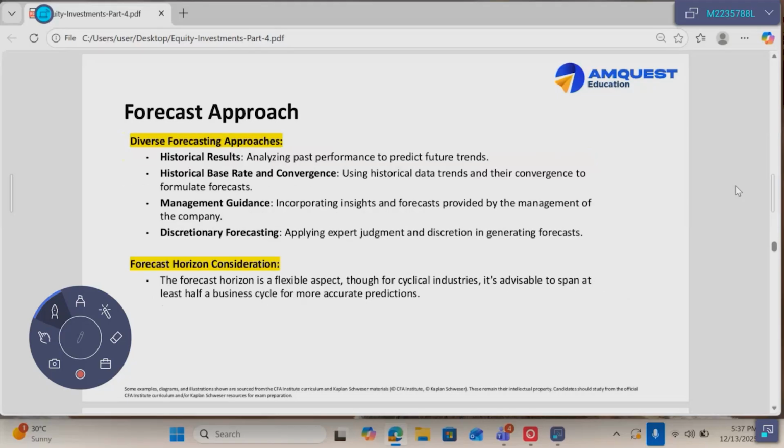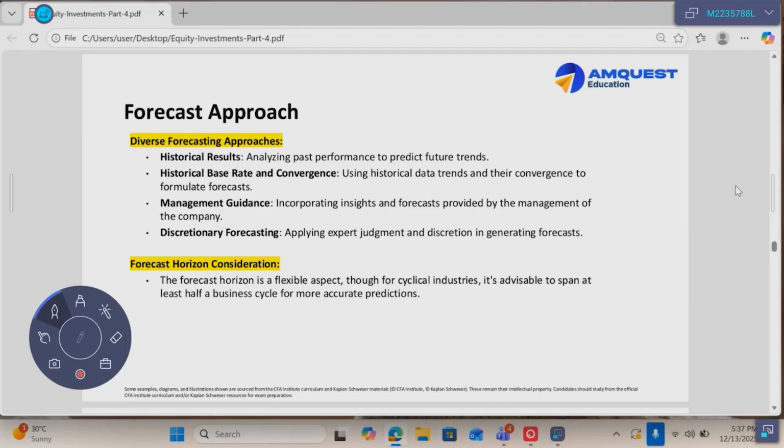Then we have different kinds of forecasting approaches. We can do it from historical trend. We can take the last 10 years of data and find out the average increase in sales, and forecast it for the next 5 years as well. Then we can take a base rate and convergence. If it's a cyclical industry, that means we'll reach a peak, then we'll come down again, so this trend is followed. We can identify these kinds of seasonal or yearly trends to find out how much the sales are going to be impacted in particular months.